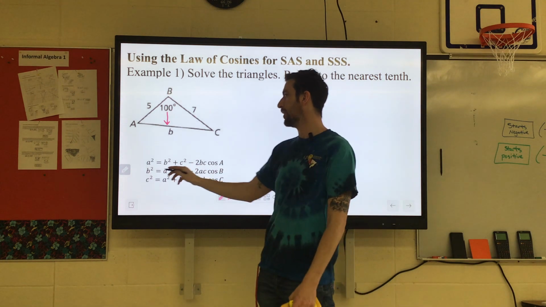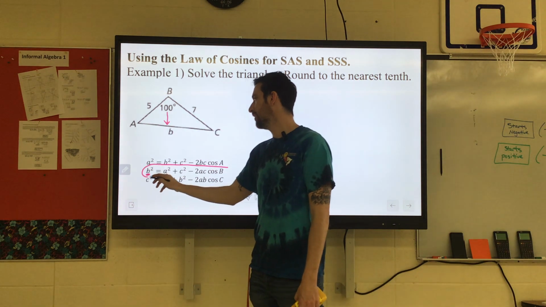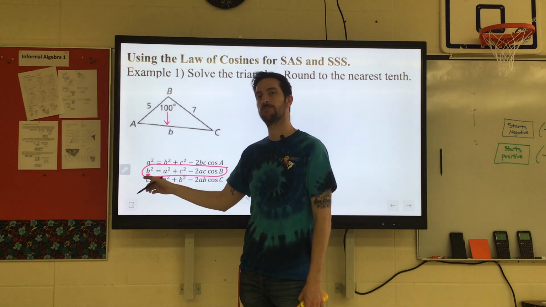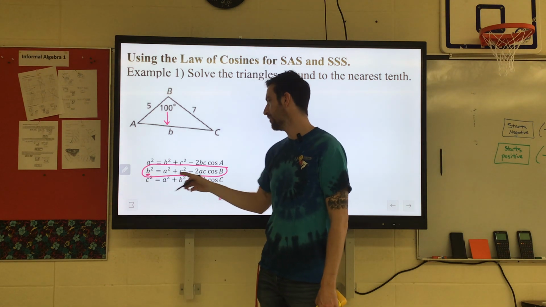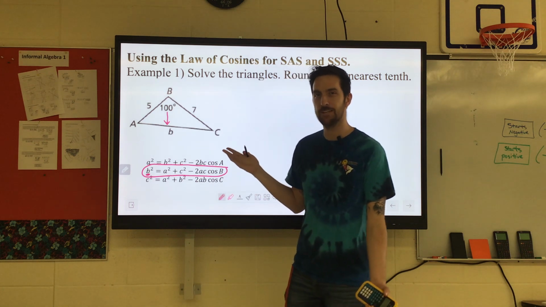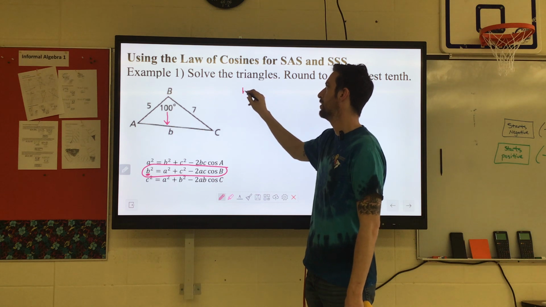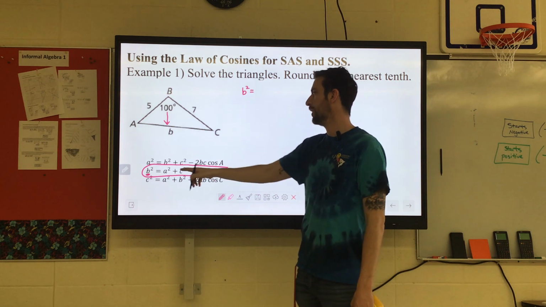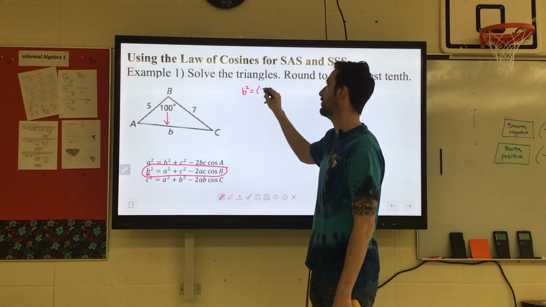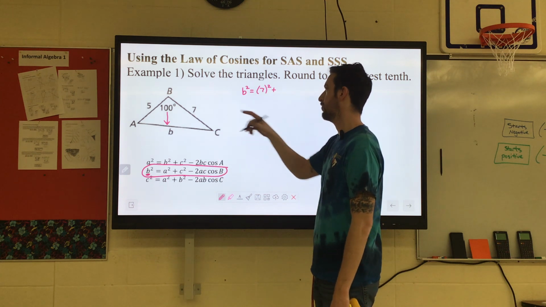We're going to look for side B, so we're going to use this formula. Again, they're all the same. The big idea is the side measure that's over by itself is going to correspond with the cosine angle you have on the other side of the equal sign. So here we're going to say b squared equals a squared plus c squared. Side A is 7, so we'll have 7 squared. Side C is 5.